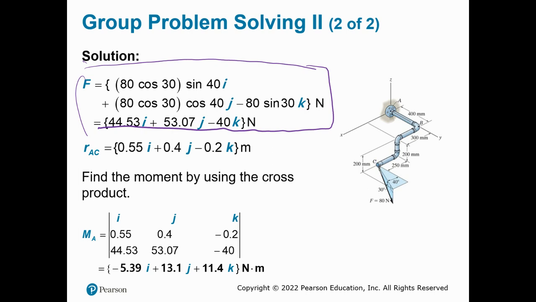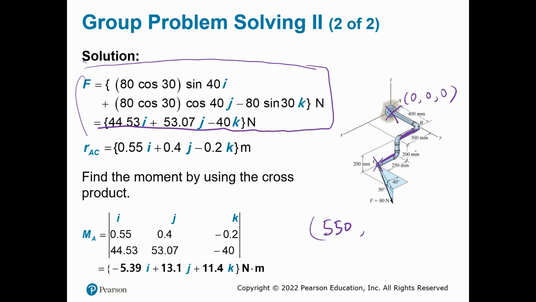Next thing is that once we get the F i, j, k components, we're going to need to look for the position vector AC. A is at the origin 0, 0, 0, and we're looking for the coordinates of your C. You take the ending point and subtract the starting point. If you need help right here, your X component in the X direction will be this portion plus this portion. So it will be 250 plus 300, which is 550. That is how much you have on the X.